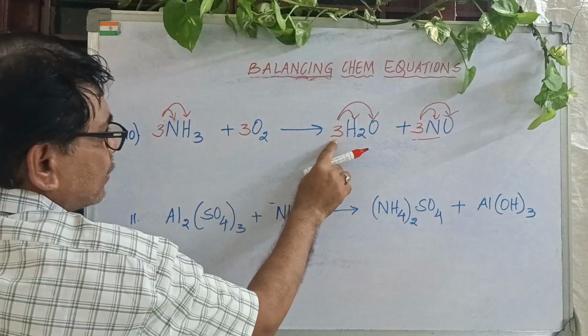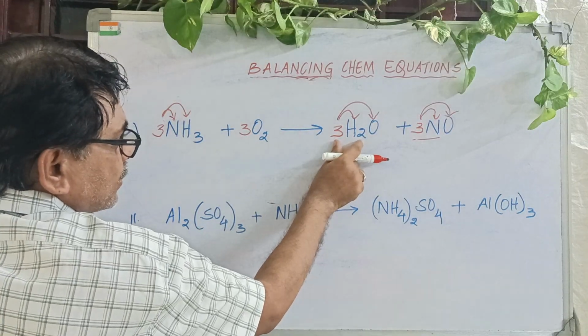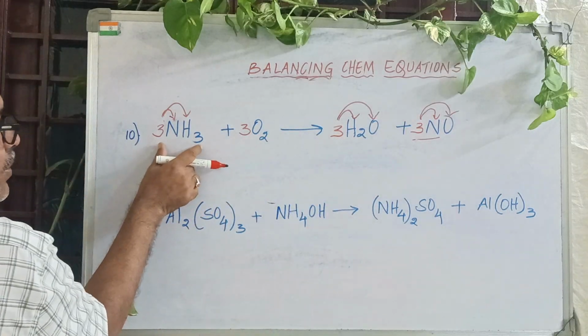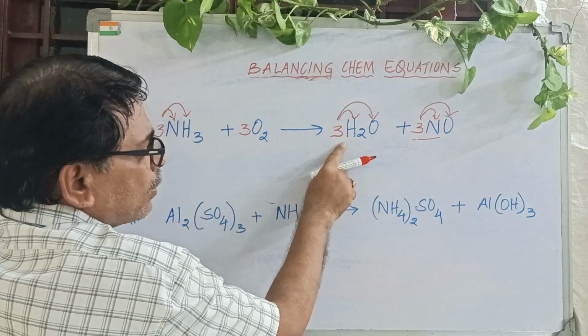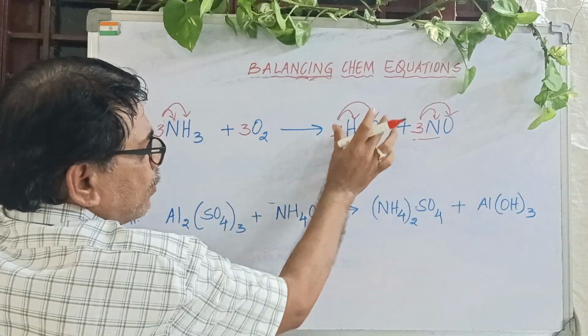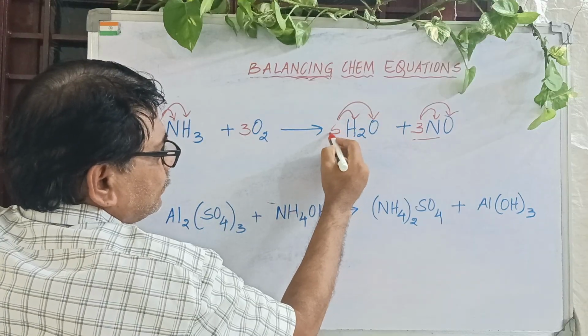Now what happened to hydrogen? 3 2s are 6. These are 3 threes are 9. So you cannot make this 4. If you make this 4, it will become 8 only. So you make it 5.